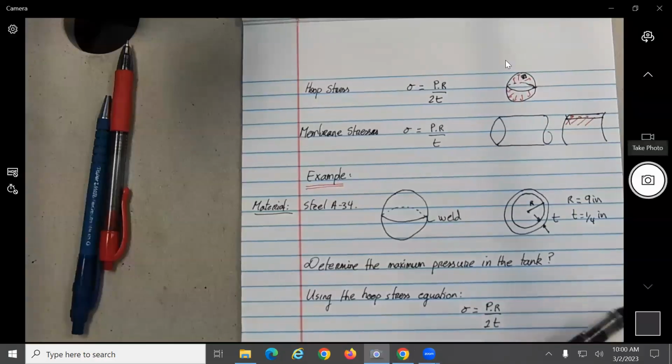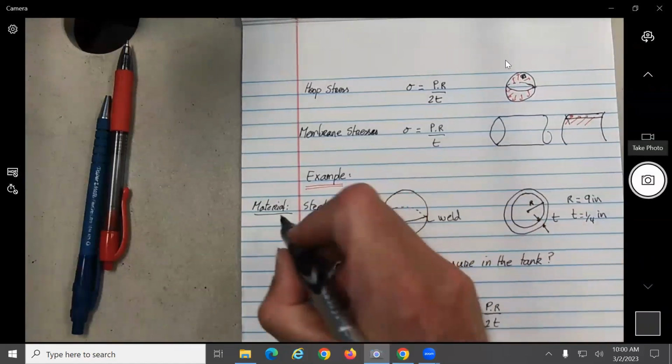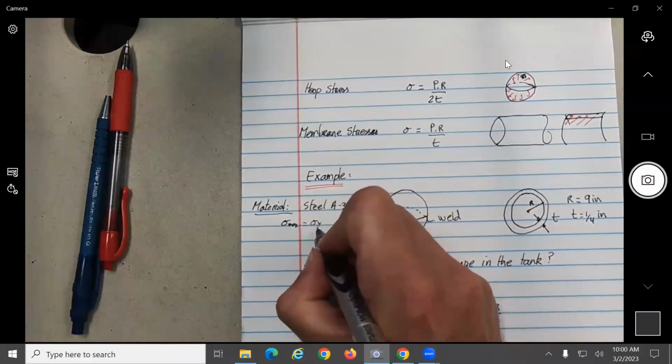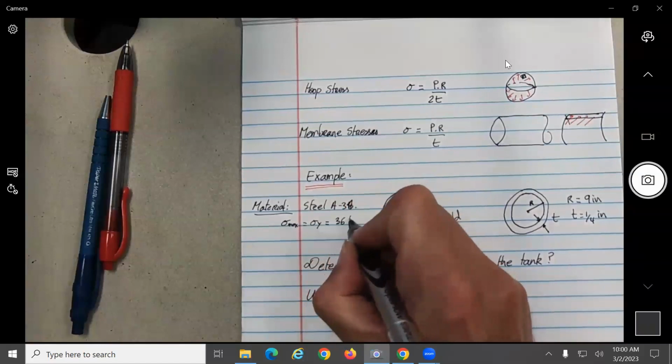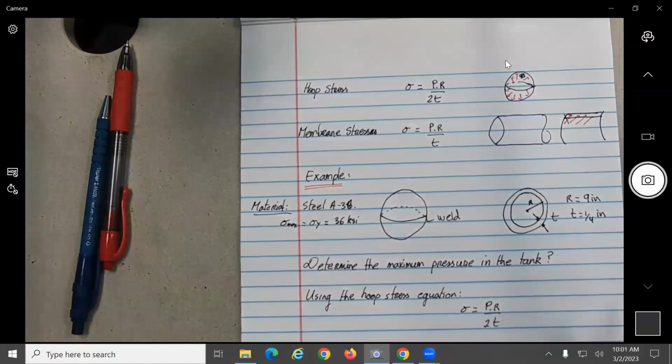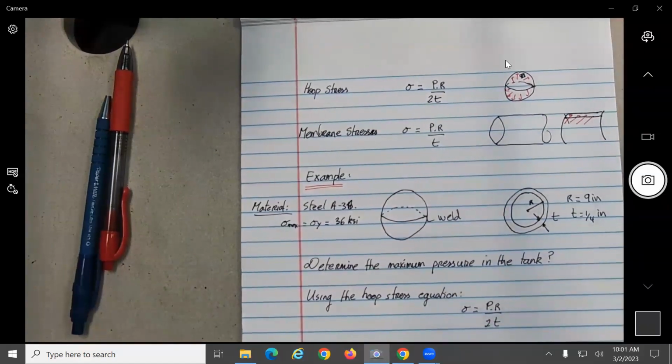So for A36, we use to say our maximum stress that we want to happen will be the yield value, and this one will be 36 KSI. Okay, so basically what does that mean? Here we can just solve now for P. For the pressure, we can say P will be equal to 2 times T times our sigma max, divided by R.